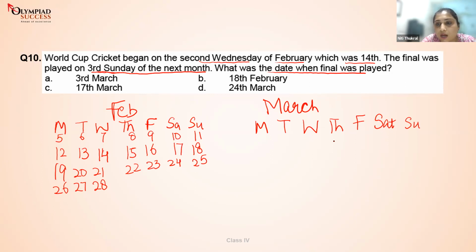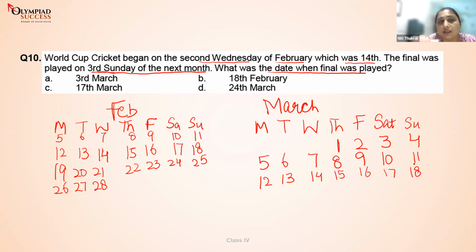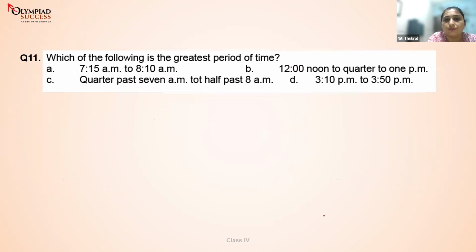Thursday, yes. So I'll write 1, 2, 3, 4, 5, 6, 7, 8, 9, 10, 11, 12, 13, 14, 15, 16, 17, 18. Now on which day is it ending? It is ending in the third Sunday. So what is the third Sunday? 18th. But why is 18th not coming? It is coming 17th here. So maybe this answer is incorrect. The correct answer is 18th March, because 18th March is our third Sunday. So on the third Sunday, we are finishing the match.